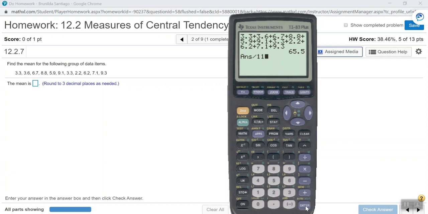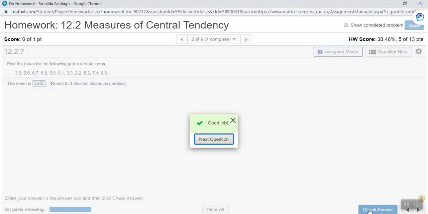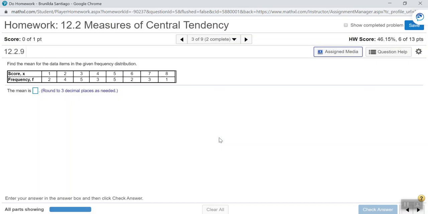Make sure that you pay attention to the amount of decimal places. It says round to 3 decimal places. So after the decimal point, we have 954. The 4 is followed by a 5. So this is going to be 5.955. And we check the answer. Good.